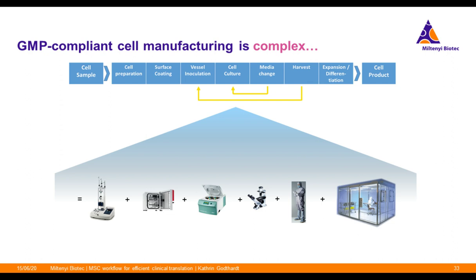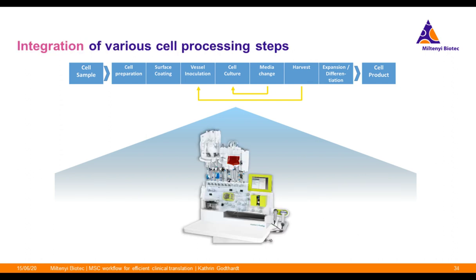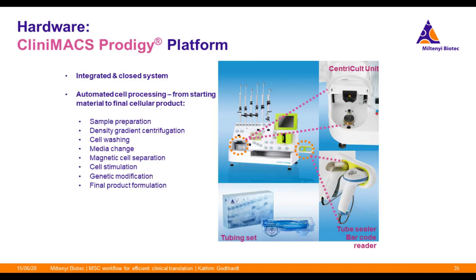GMP-compliant cell manufacturing is a really complex workflow, including many different processes: cell preparation, surface coating, cell cultivation, media change, harvesting, and for all these processes, many different devices are needed, and as well, everything has to be done in clean rooms. So we would like to combine all these steps within one machine, within the CliniMACS Prodigy, to have the integration of these various cell processing steps.